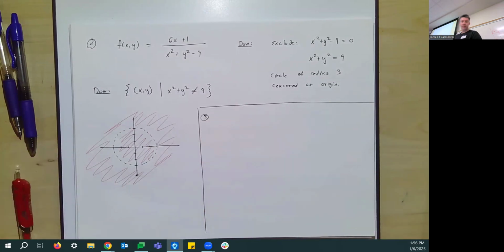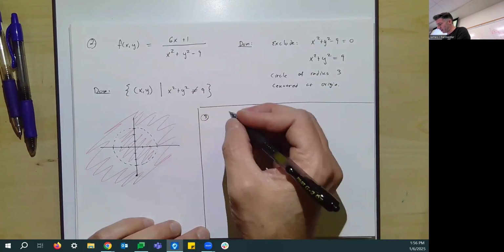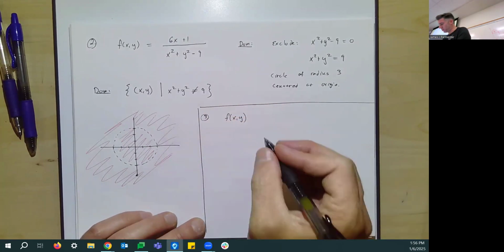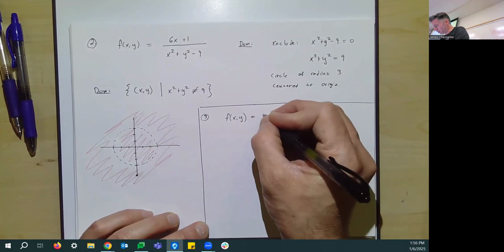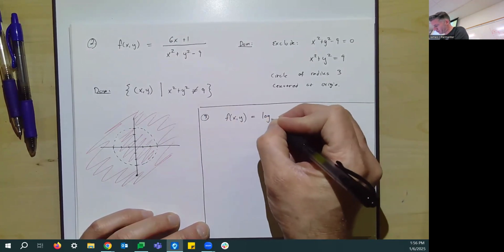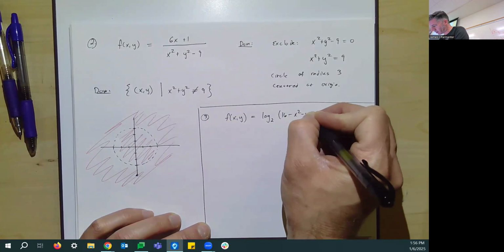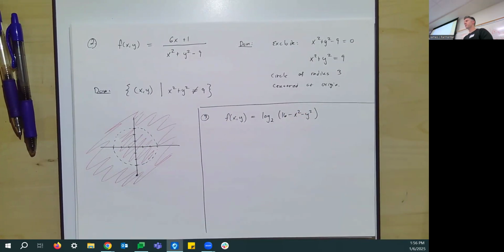So for example, we might have something kind of similar here. F of x comma y equal to the log base 2 of 16 minus x squared minus y squared. Which, let me ask you all, based on what I've written inside the logarithm there, what kind of shape do you think might show up?